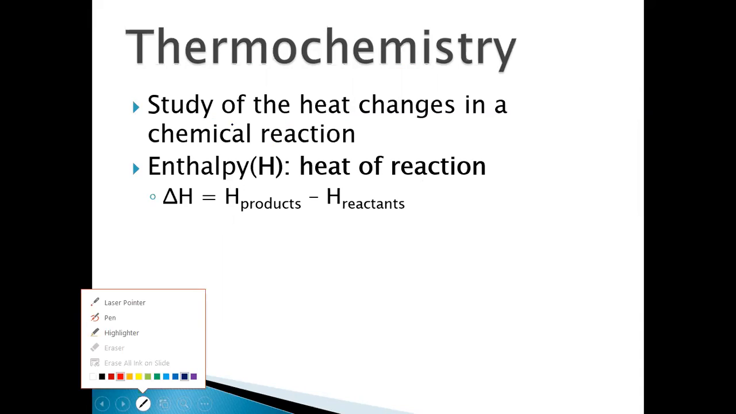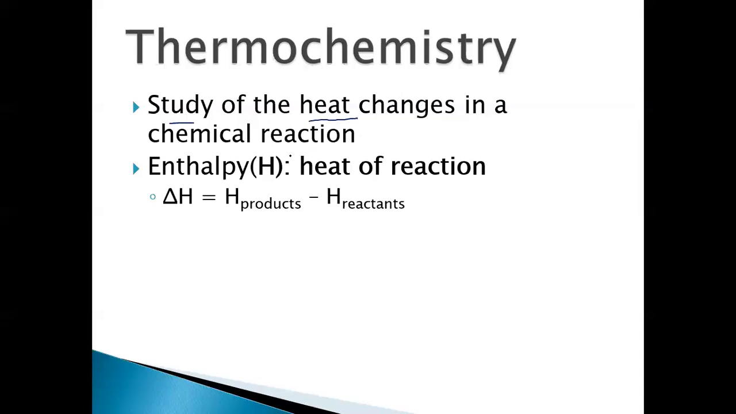So thermochemistry is where we're going to study the heat of changes in a chemical reaction. And our focus really is going to be on enthalpy, okay? Now, enthalpy is this delta H. So I should say H is what we use to represent enthalpy. But one thing that we look at in an overall equation is your change in enthalpy, okay?